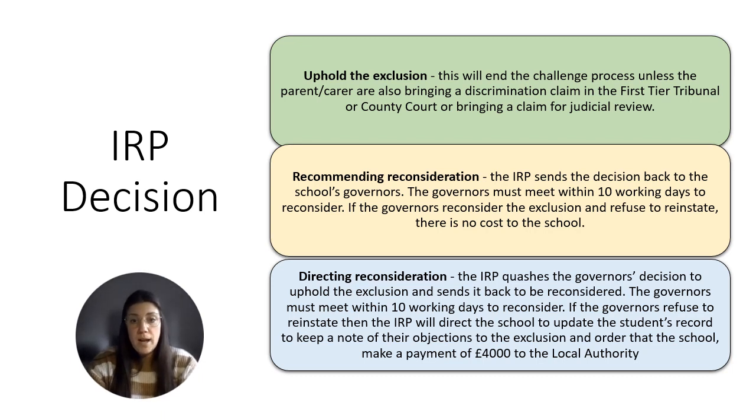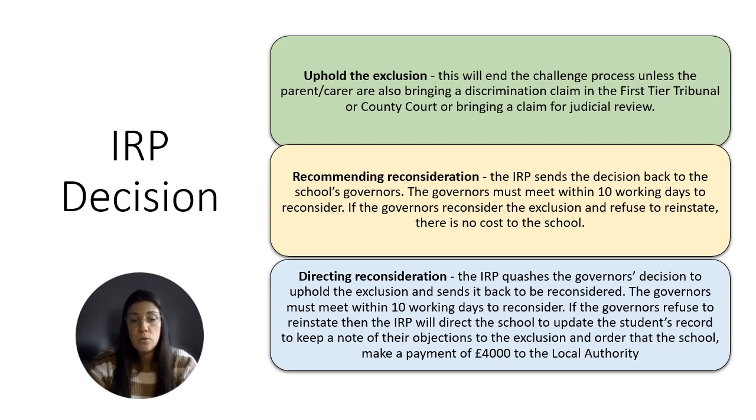The second outcome can be recommending reconsideration. This is where the Independent Review Panel sends the decision back to the school governors, and the governors must meet within 10 working days to reconsider that decision. If the governors reconsider the exclusion and still refuse to reinstate, there is no cost to the school.